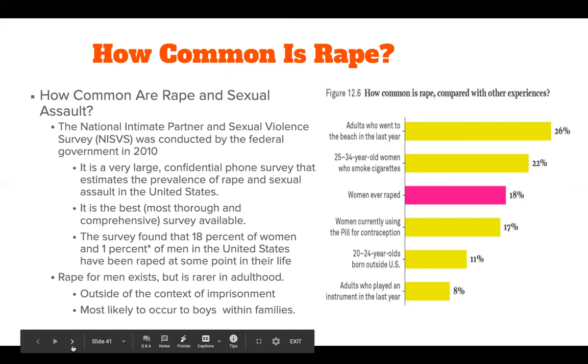What we do know about rape for men is that it is rarer than for women once they reach adulthood. It's most likely to occur pre-puberty, so when they're boys, and it usually happens in the context of family or close family friends, as opposed to complete strangers or later in life.